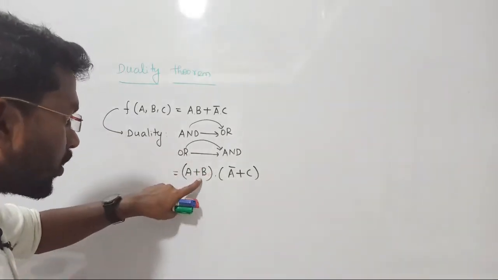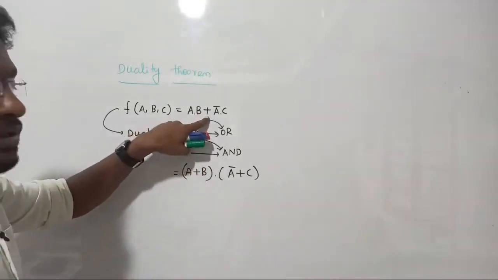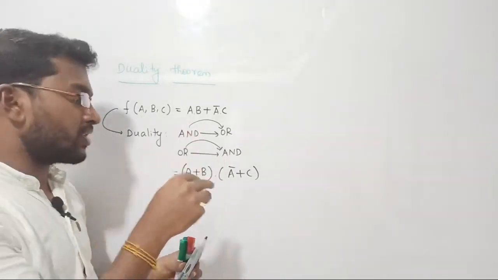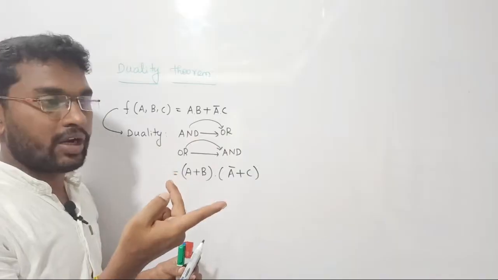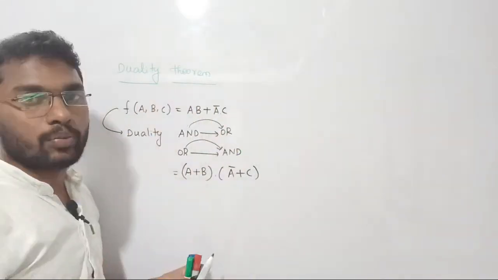If I take duality for this function again, plus will become dot, dot will become plus, and you are getting the original function. So in order to obtain the original function, you will have to take duality 2 times. If you take duality 2 times for any function, then that function again regains its original property, right?